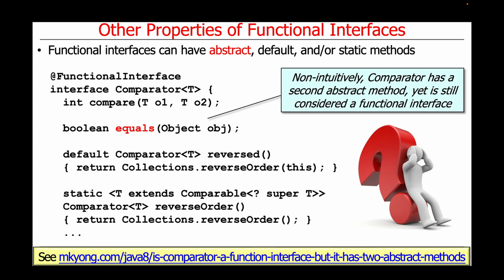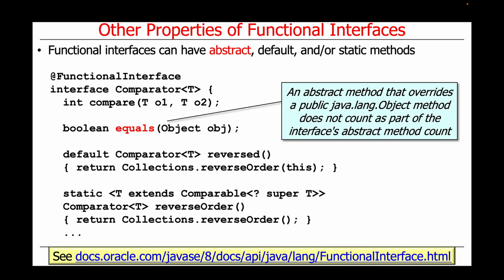If you take a look at the link at the bottom of the slide, you'll read more about the reasons for this. In a nutshell, an abstract method that overrides a method that's defined in the java.lang.Object superclass, which is the root of all classes in Java, is not counted as part of the interface's abstract method count. So even though Comparator appears to have two abstract methods, it's still considered a functional interface. In particular, although the equals method defined in the Comparator interface overrides the equals method defined in the java.lang.Object superclass, it still remains a functional interface with only one counted abstract method.